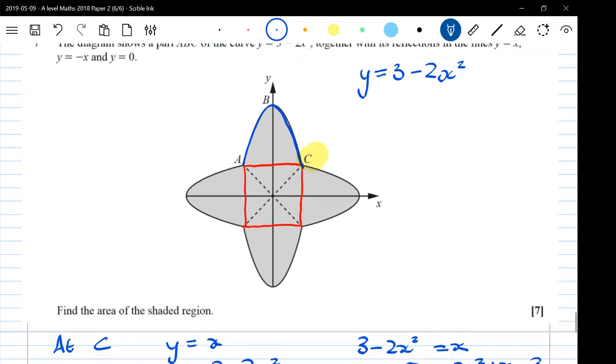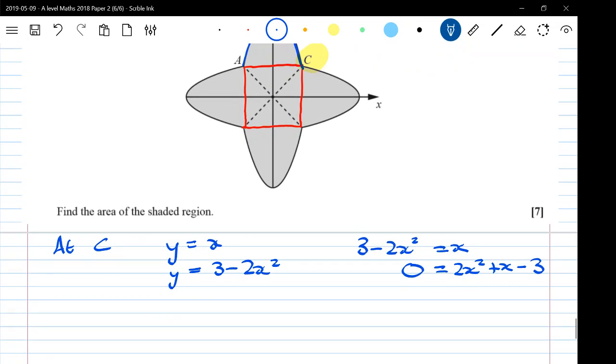There's no reason why I shouldn't use my calculator to solve that quadratic equation if I want to, because it's not a detailed reasoning question or anything like that. It does factorize though, doesn't it? We need the 3 there and the 1 there, I think. Is that right? And that would give me a minus and a plus. So x is minus 3 over 2 and x is 1. Well, clearly at the point C, x isn't minus 3 over 2. So at C, x is 1.